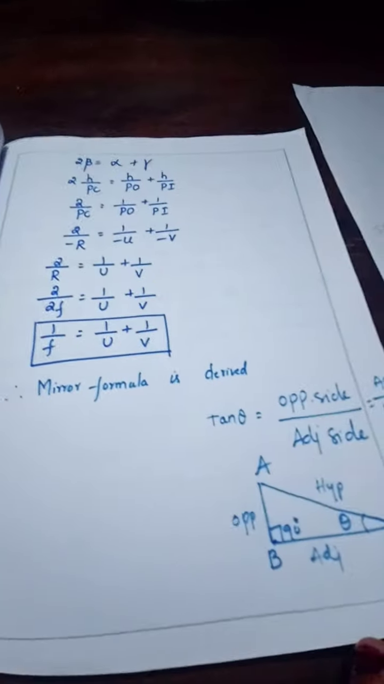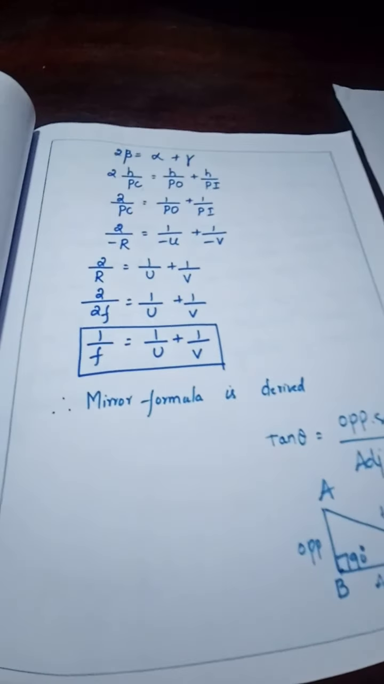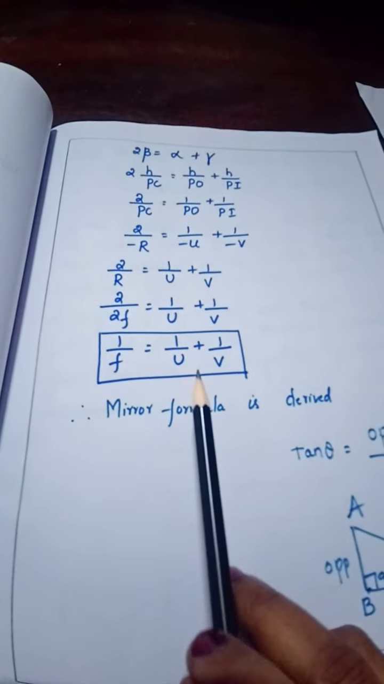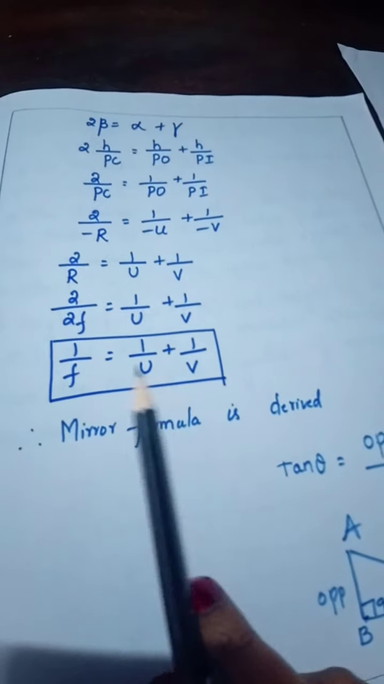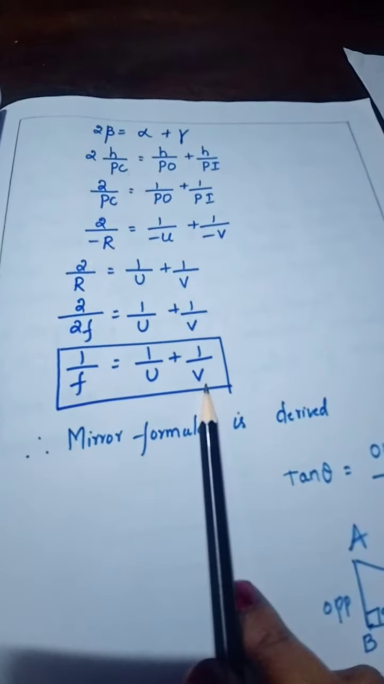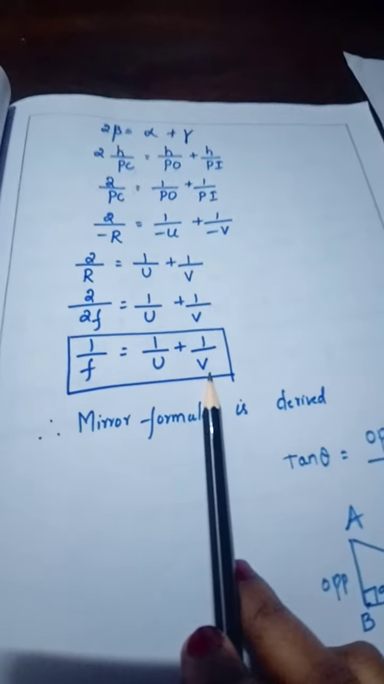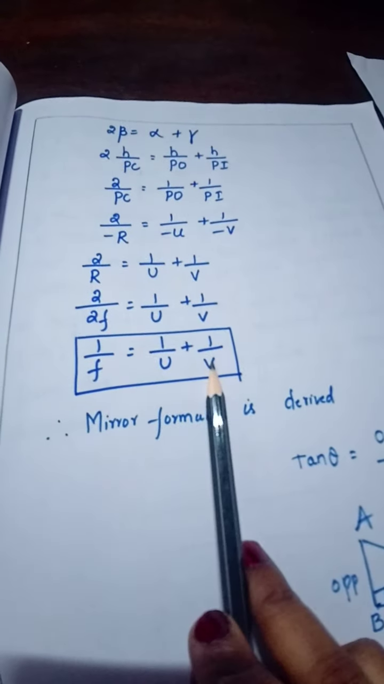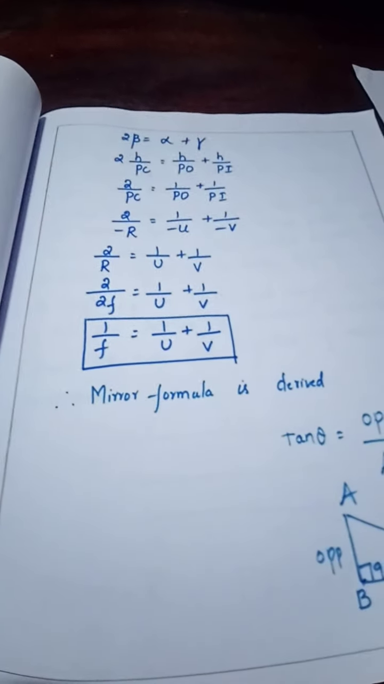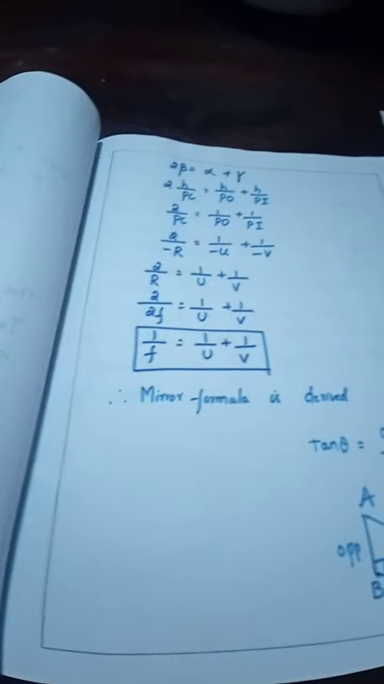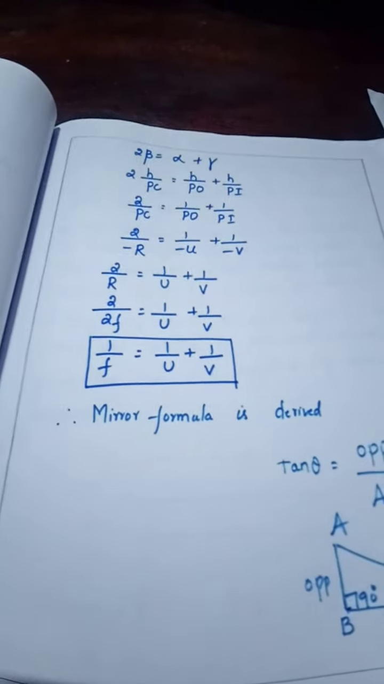This is the mirror formula. We use this mirror formula to solve numericals. They will give you f and u values, and we need to find the v value. Otherwise they will give you f and v values, and we need to find the u value. From this we can easily obtain not only the solutions to problems, but also the nature of the image.